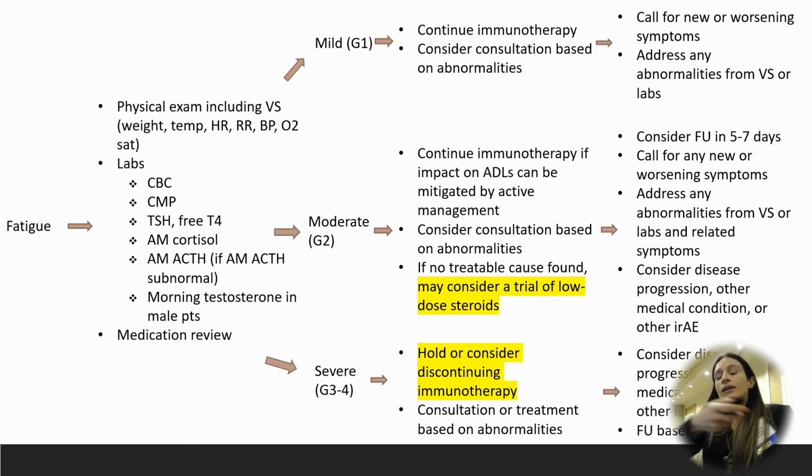For fatigue, we're just going to continue immunotherapy. We might consider low-dose steroids for patients with grade 2. And for severe fatigue, grade 3 to 4, we might have to consider discontinuing the therapy. However, I think for fatigue, it's so important to check other things and make sure it's not the thyroid that is being affected, or that the patient is actually having disease progression, okay?